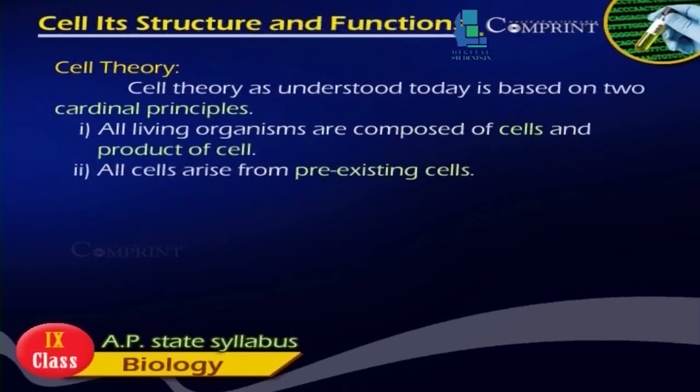Cell theory, as understood today, is based on two cardinal principles. One, all living organisms are composed of cells and products of cells. Two, all cells arise from pre-existing cells.